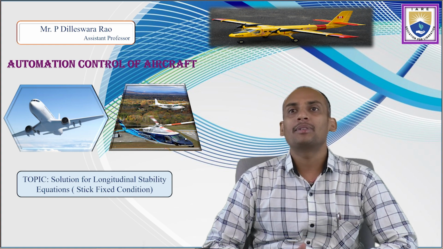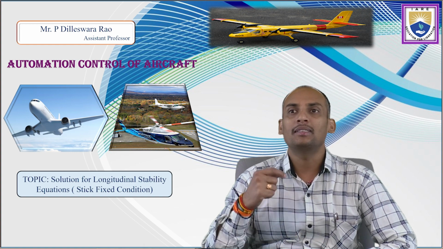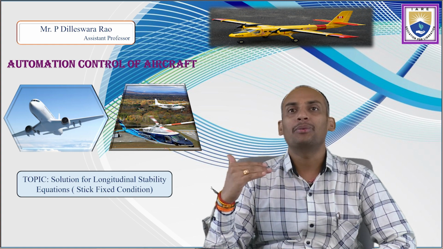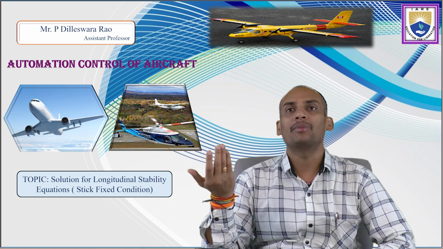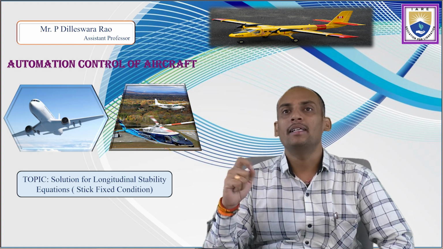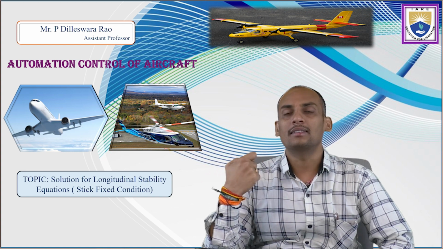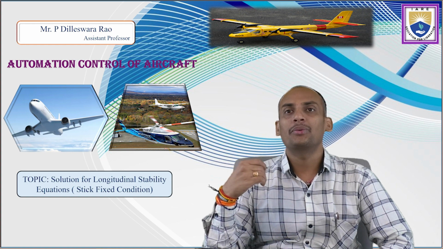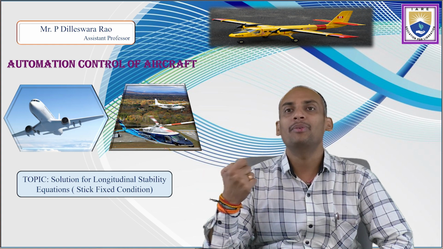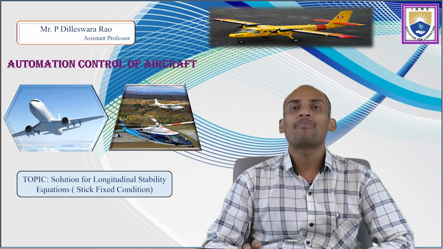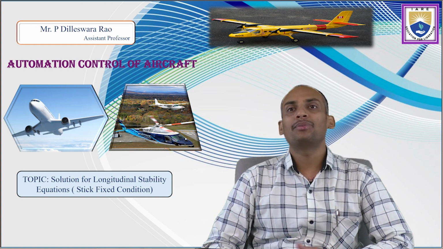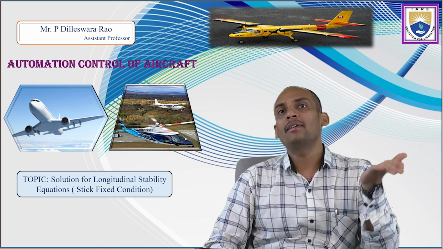First, we gave the derivation of longitudinal static stability in part 1 and part 2. In part 1, we covered some stability derivatives: CXA, CFA, CZA and CZX. In part 2, we derived CMA, CMZ, CMX and CM alpha also. So now we have the equations for longitudinal stability.